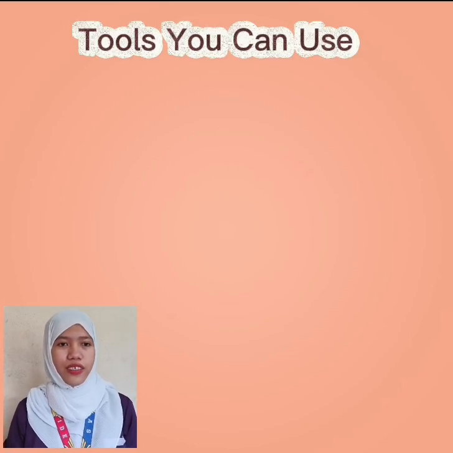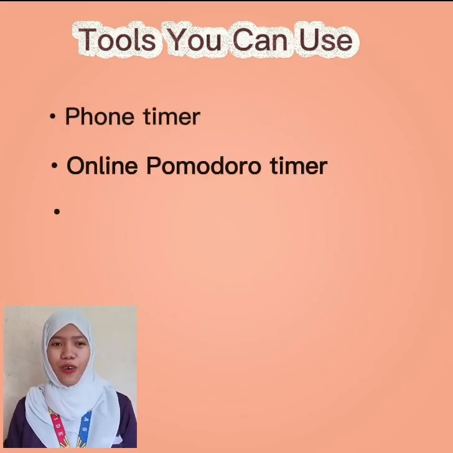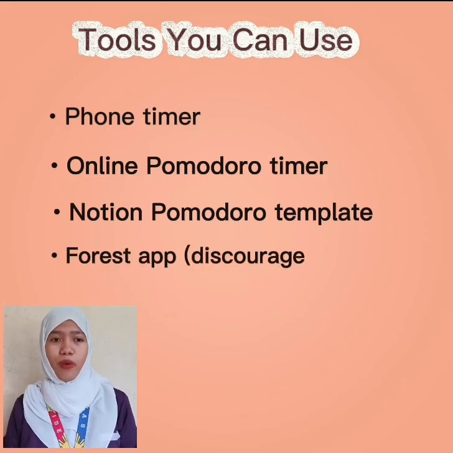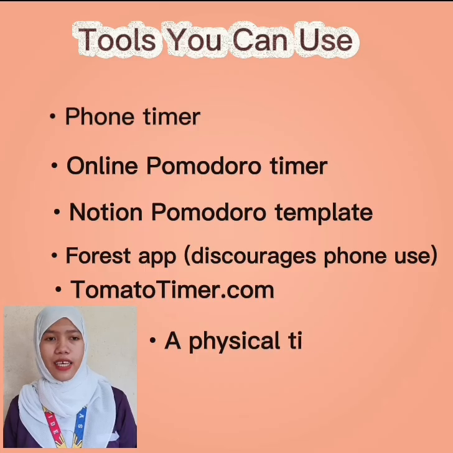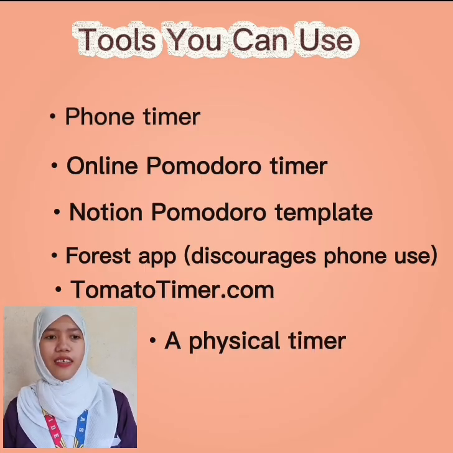That's the complete Pomodoro cycle. These are tools you can use. You can use anything that has a timer. Phone timer, online Pomodoro timer, Notion Pomodoro template, Forest app to discourage phone use, tomatotimer.com, and a physical timer. The tool isn't important, the consistency is.